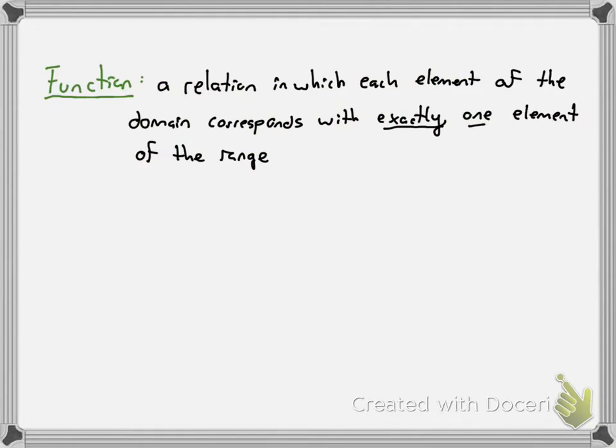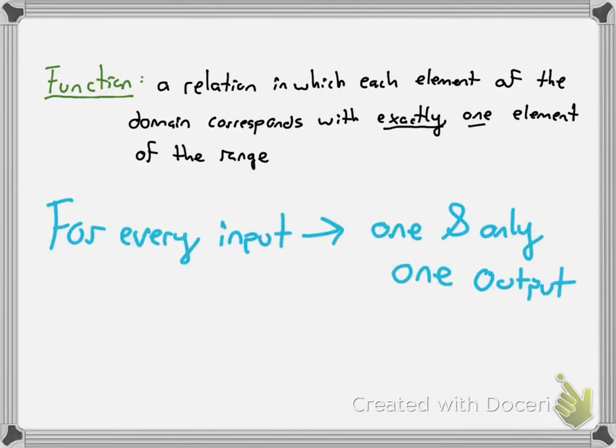Going more specific, a function is a relation in which each element of the domain corresponds with exactly one element of the range. Basically, this is a fancy way of saying for every input, there's one and only one unique output. So every x value can only go to one special y value. If you have the same x value going to different y values, this is not a function.